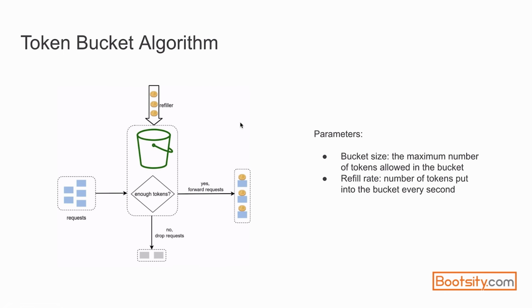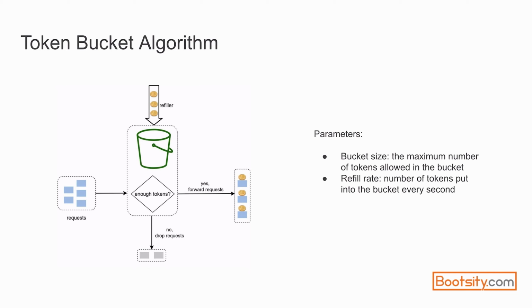Now this token bucket algorithm, when we are implementing it, takes two parameters. First is bucket size and another one is refill rate. Bucket size is how many tokens are available in the bucket, the maximum number on a particular period of time. And what is the refill rate? Number of tokens put into the bucket every second or every minute. Depends on how we are implementing the token bucket algorithm.